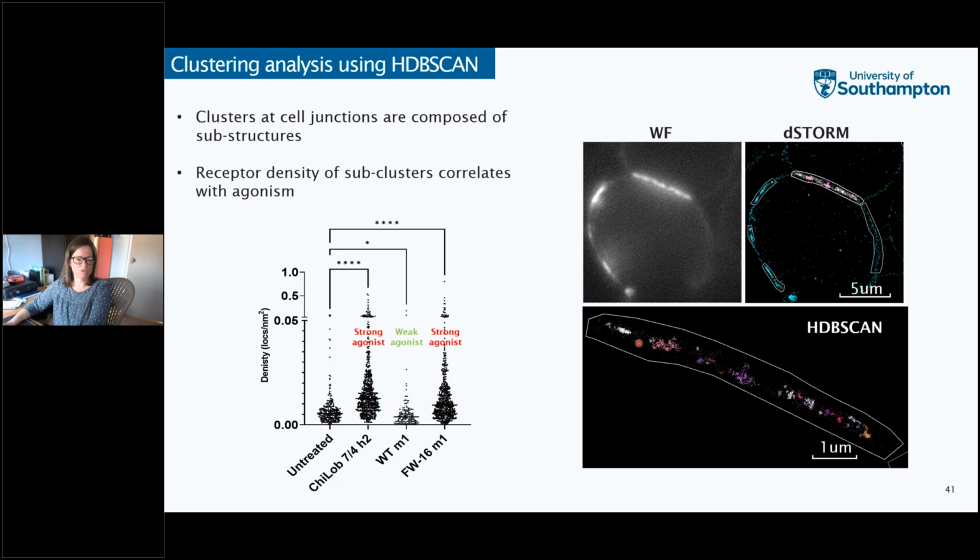Analysis of these subclusters revealed that they had a greater receptor density with the more agonistic antibodies than with the weak agonist. So this agrees with our previous data suggesting that smaller, denser clusters induce greater receptor activation.